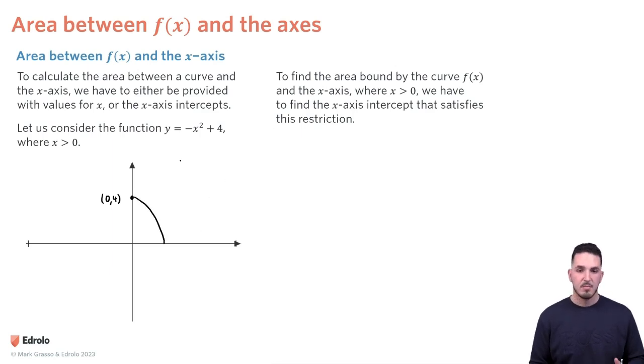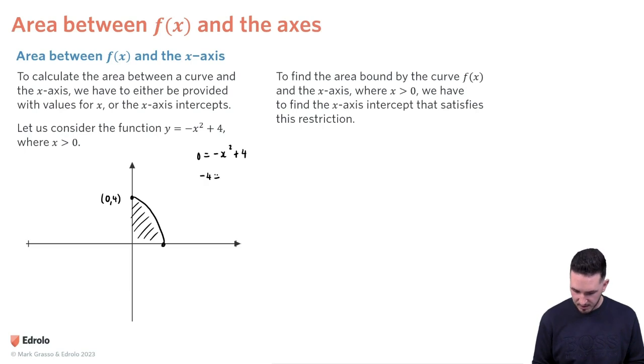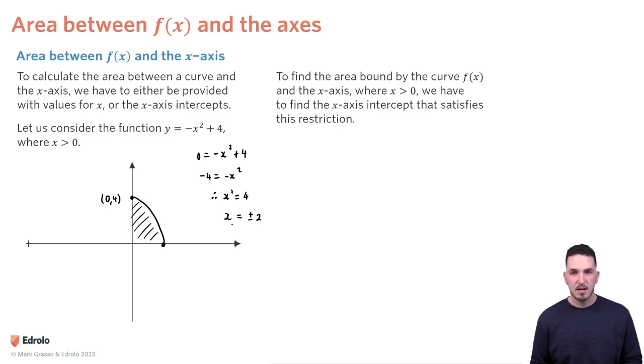If we're looking for the area between f of x and the x-axis, we're looking for this area here. In order to find this particular area, we need to know what the x-axis intercept is. So that's the first thing we're going to do. For the x-axis intercept, we let y equals 0, so 0 equals negative x squared plus 4. We subtract 4, so negative 4 equals negative x squared. Therefore, x squared equals 4. And finally, x equals plus or minus 2. Because x is greater than 0, we know this solution will be (2, 0).